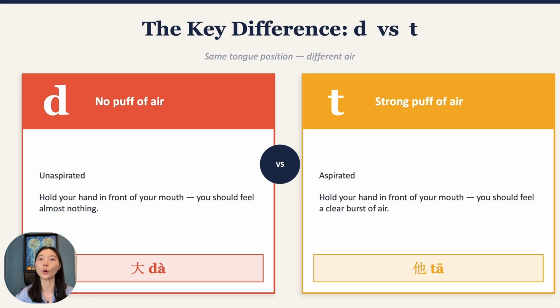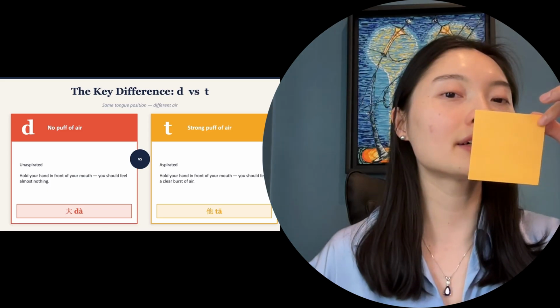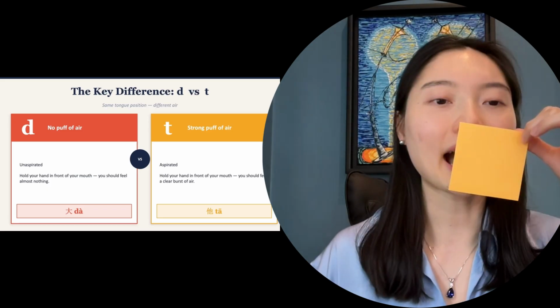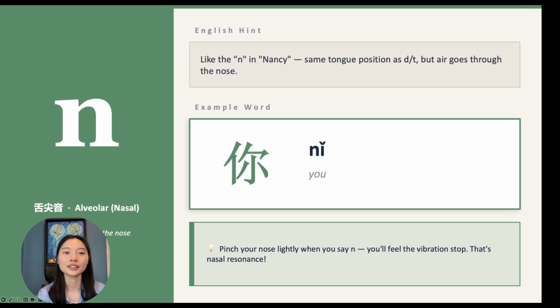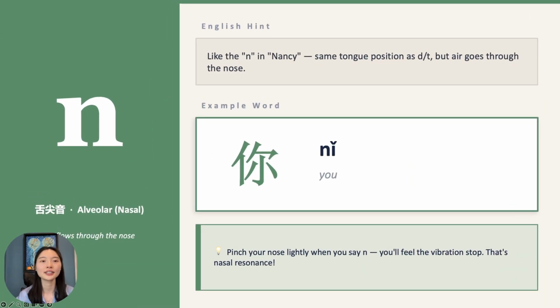Hold your hand or a piece of paper in front of your mouth. You should feel almost nothing with D, but with T, you should feel a clear burst of air. T, t, t, da, da, ta, ta. Feel the difference?